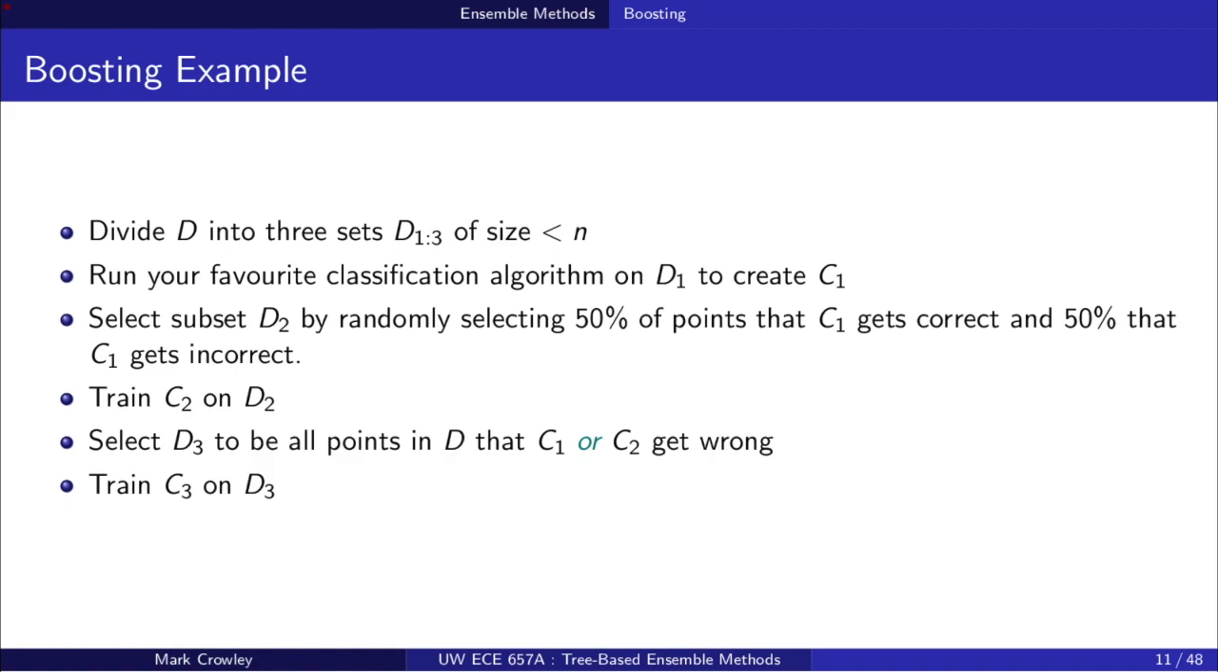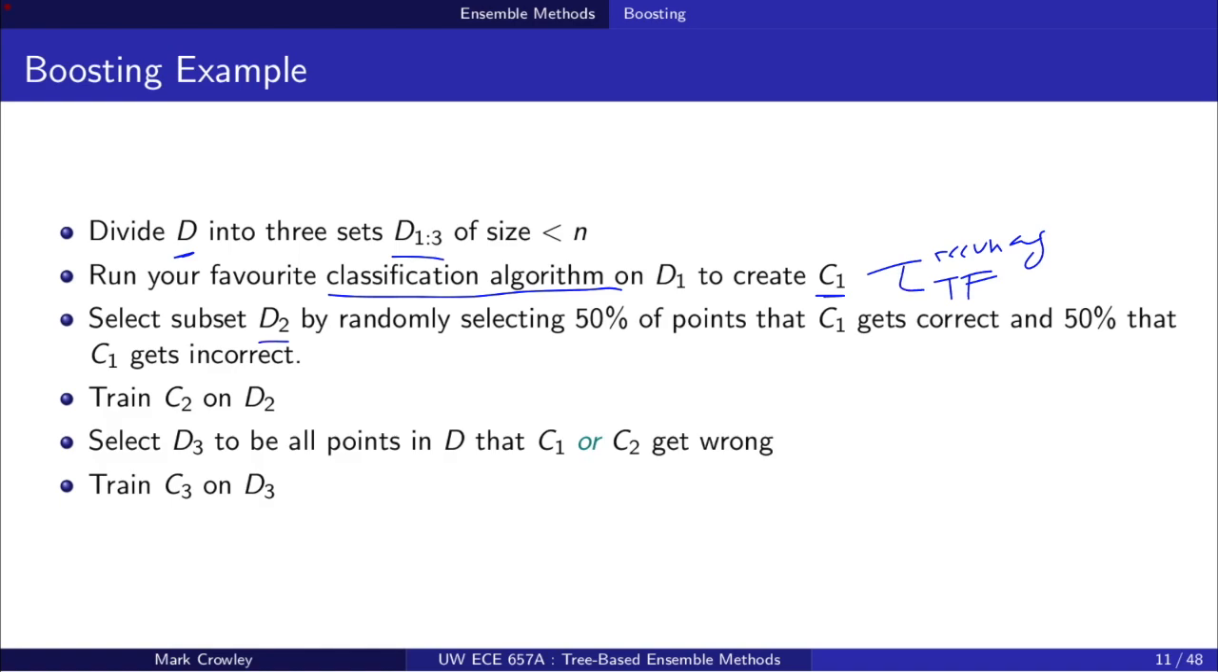So here is a very simple example just to make it concrete. Say we have our data set D. We're going to divide it into 3 different subsets. We can run any classification algorithm, but we'll say we run decision trees on the first data set. And so we run this classifier and it has a certain accuracy level, and it has a true false count, how many it got correct and how many it got incorrect.